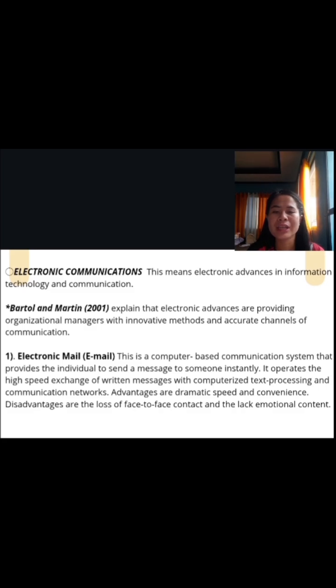First is electronic mail or email. This is computer-based communication system that provides the individual to send a message to someone instantly. It operates the high-speed exchange of written message with the computerized text processing and communication networks. Advantages are dramatic speed and convenience. Disadvantages are the loss of face-to-face contact and the lack of emotional content.